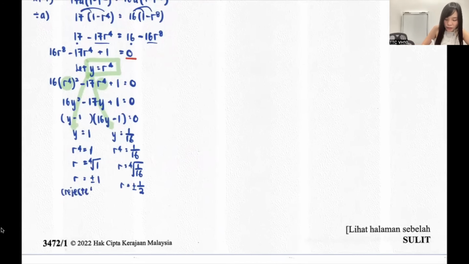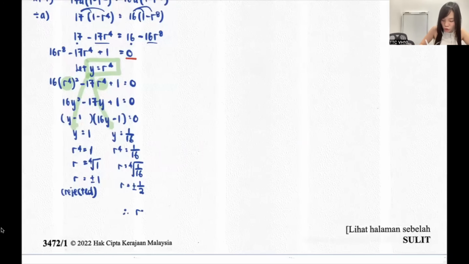Why can you reject the 1, my dear? Because for a GP, the common ratio cannot be 1. Think about it. The first number is 3. If my common ratio is 1, 3 times 1 is 3, 3 times 1 is 3. How is it possible that my progression has the same number from start to end? No. The progression numbers will change. So R cannot be 1, R cannot be 0. So definitely it's not 1. The answer only leaves positive 1 over 2 and negative 1 over 2.